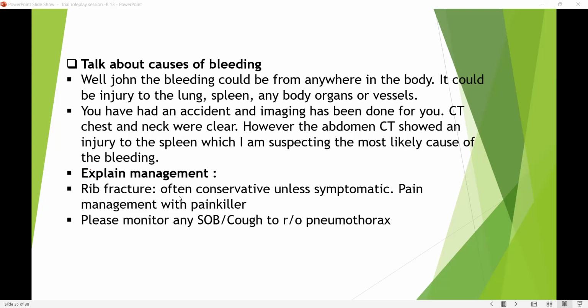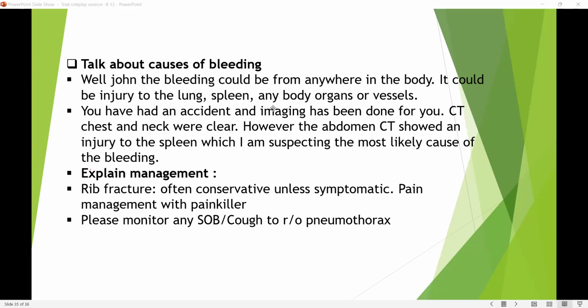And you also have a rib fracture. From that fracture point of view, we are doing just conservative management unless symptomatic, so just pain management with a painkiller. And you need to monitor whether your patient has shortness of breath, decreased saturation, increased respiratory rate, cough, or other signs to rule out pneumothorax.